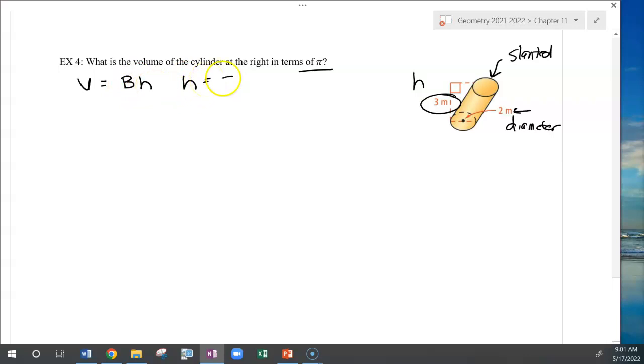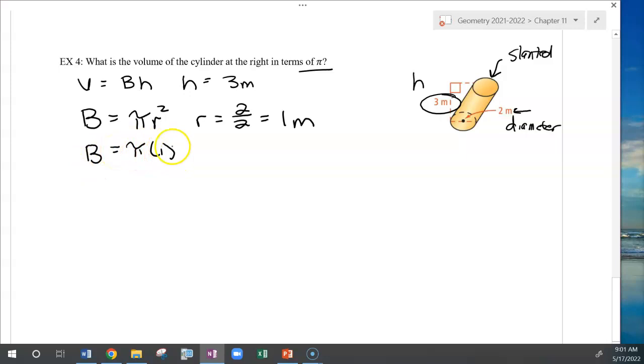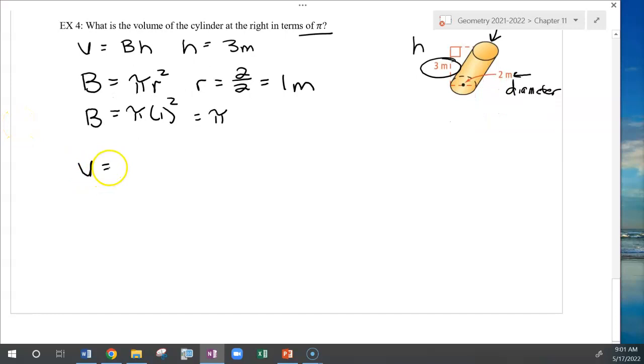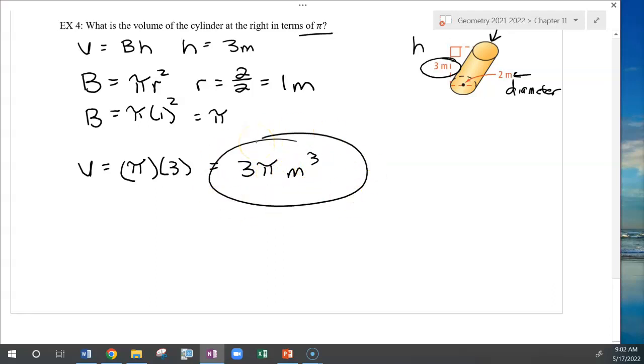So volume is going to be big B times height. Height I know is 3 meters. Now all I got to do is get big B, the area of the circle. So big B is pi r squared. Diameter is 2 meters. So therefore my radius is going to be half of that, or 1 meter. So big B is going to be pi times 1 squared, which just equals pi. Now I'm ready to plug into my volume formula. And my volume is going to be big B, which is pi, times the height, which is 3. So I get 3 pi, and my units are meters cubed, or 3 pi cubic meters.